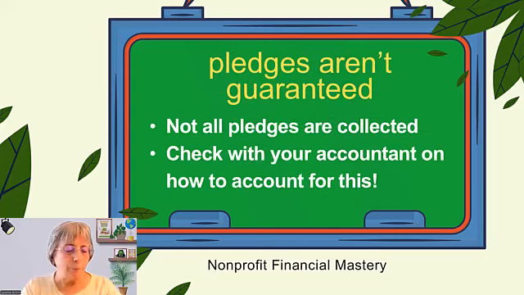Now, when we're talking about pledges, we said pledges are future cash. The problem with pledges is that they aren't guaranteed. Not all pledges are collected. There are a couple of different ways to record those uncollected pledges, and it depends on how your accounting system is set up. So again, it's important for your specific nonprofit that you check with your accountant to see how to handle it. It could be that you're just doing a direct write-off, or it could be that you need to set up an allowance for uncollectible pledges.